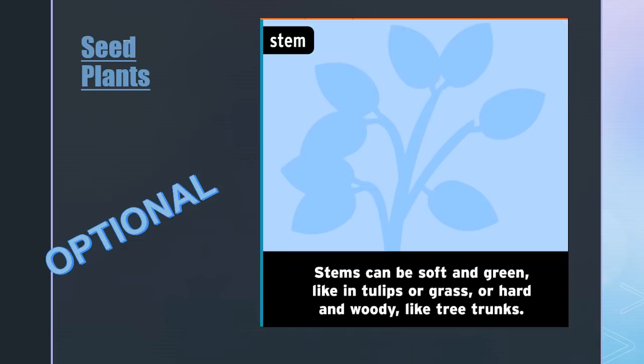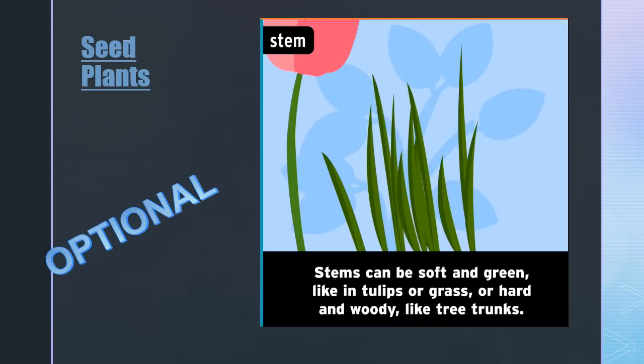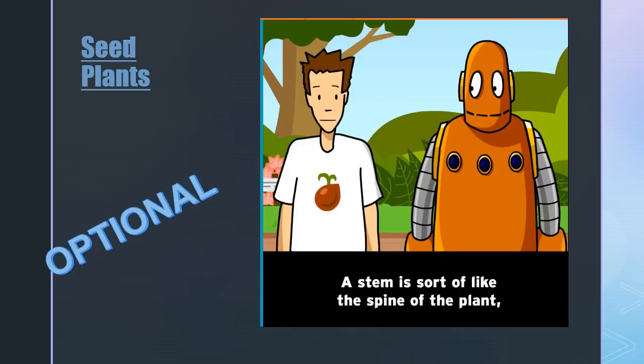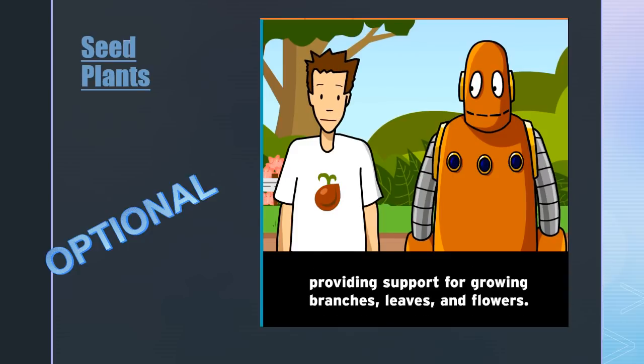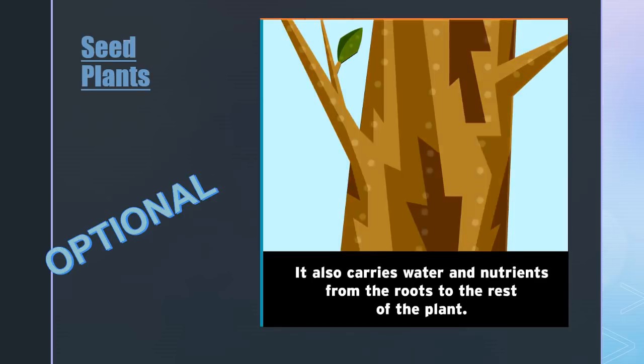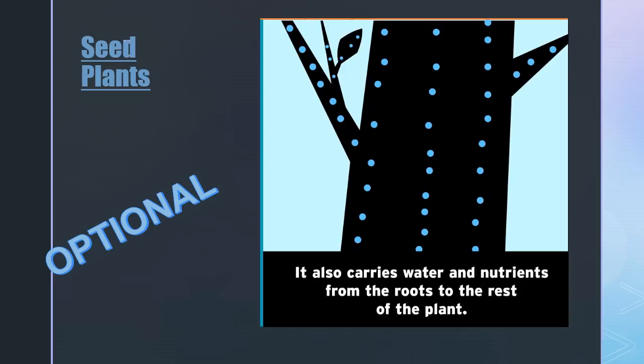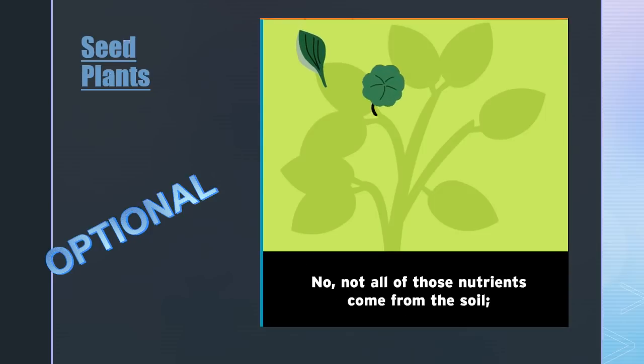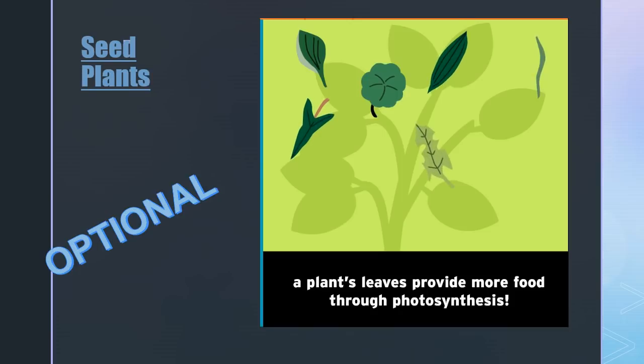Stems can be soft and green, like in tulips or grass, or hard and woody, like tree trunks. A stem is sort of like the spine of the plant, providing support for growing branches, leaves, and flowers. It also carries water and nutrients from the roots to the rest of the plant. No, not all of those nutrients come from the soil. A plant's leaves provide more food through photosynthesis.